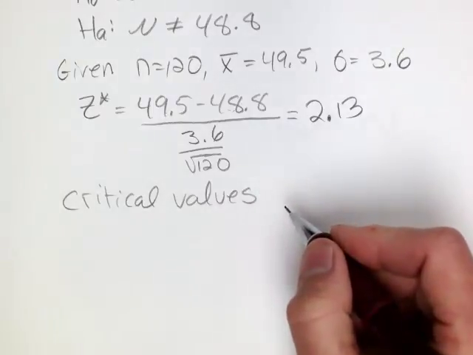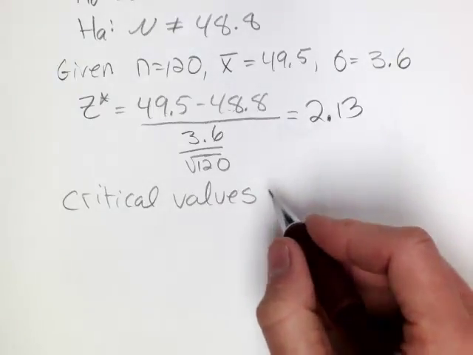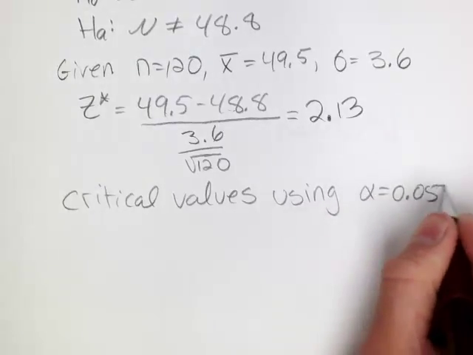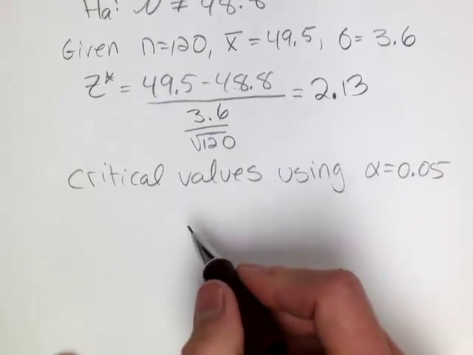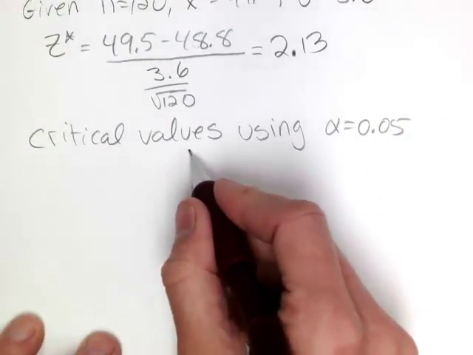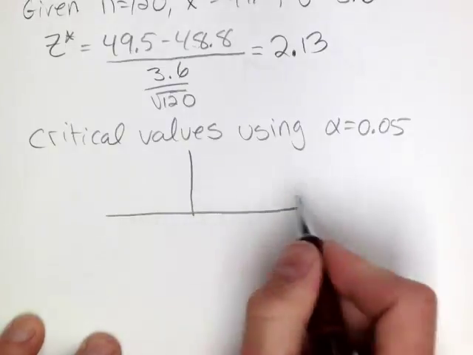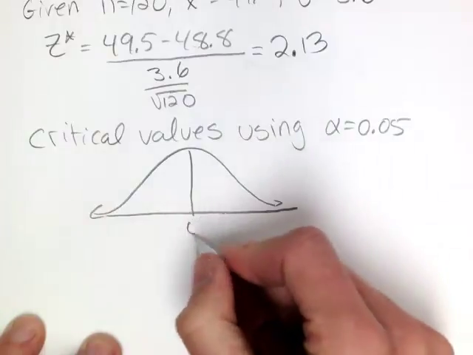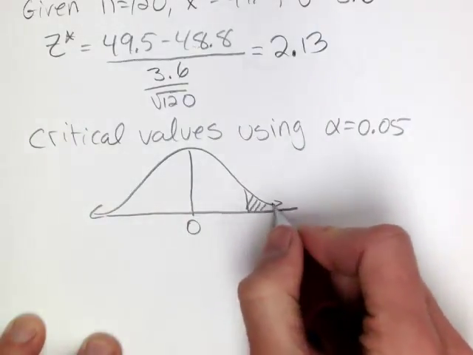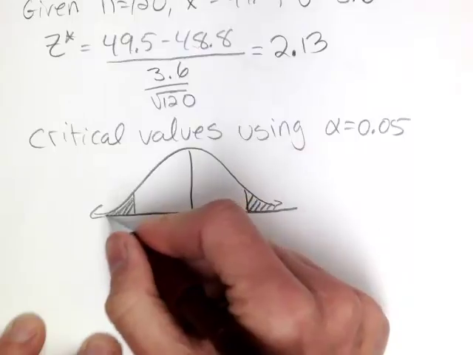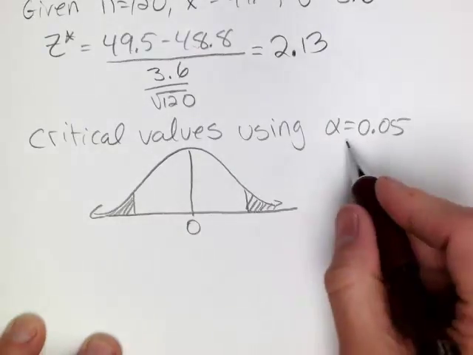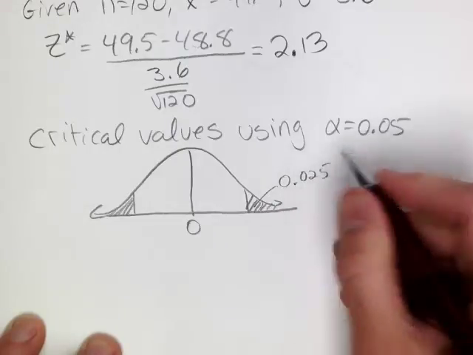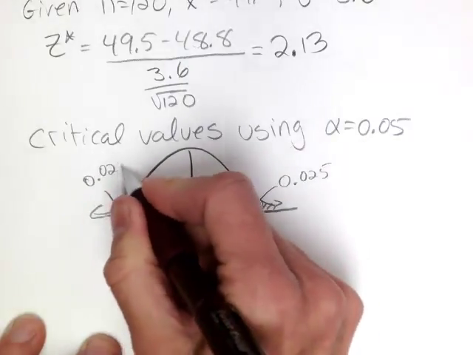So the level of significance in this problem is 0.05. I'm going to have two critical values because this is a two-tailed test. So I'm going to sketch the distribution. I asked for that in your lab. And shade two areas of rejection. And because I have two areas of rejection, I need to divide alpha by 2. So each tail is going to have 0.025 amount of area.